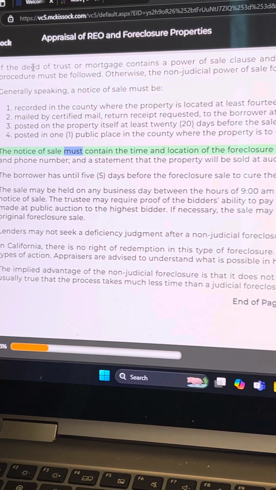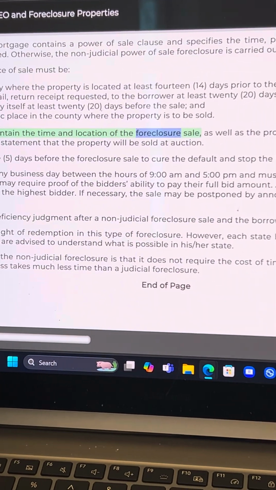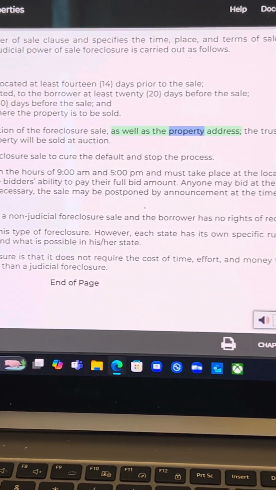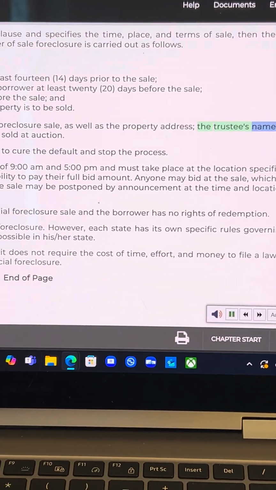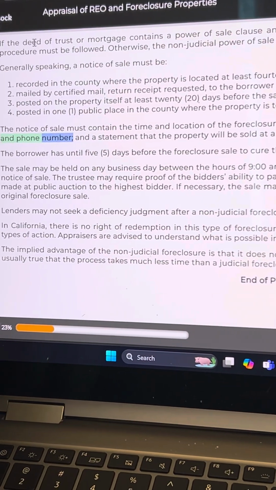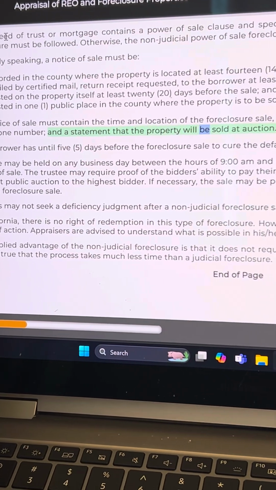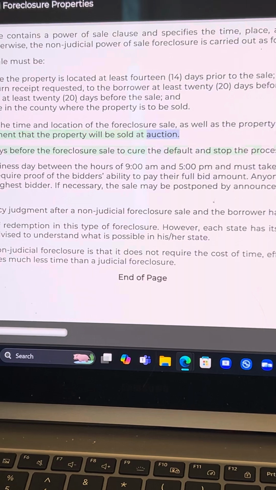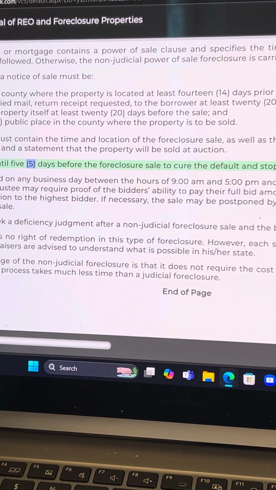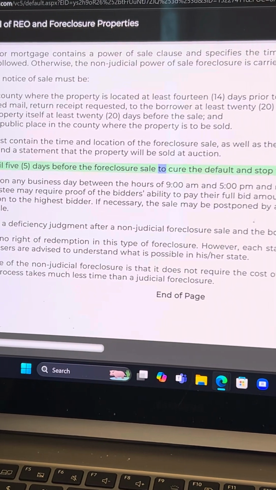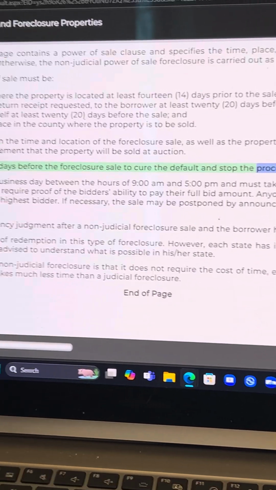The notice of sale must contain the time and location of the foreclosure sale, as well as the property address, the trustee's name, address, and phone number, and a statement that the property will be sold at auction. The borrower has until 5 days before the foreclosure sale to cure the default and stop the process.